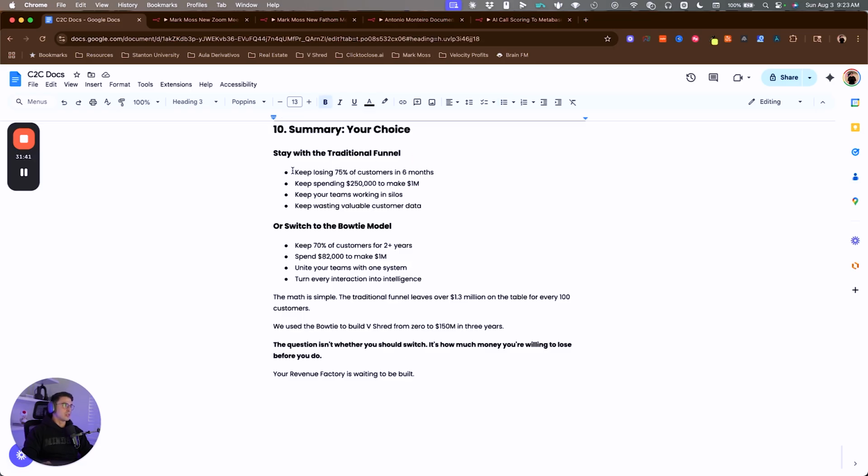So you can stay with the traditional funnel where you keep losing a lot of your customers. Every month's a new month where you're starting from zero. You keep spending a lot of money on ads. Your team keeps complaining about one another and you feel like you have to babysit people around. You keep wasting customer data. Or you can switch to the Bowtie where you can keep 70% of your customers. You can spend a lot less on ads to make a lot more money. You can unite your teams and you can turn every interaction into intelligence.